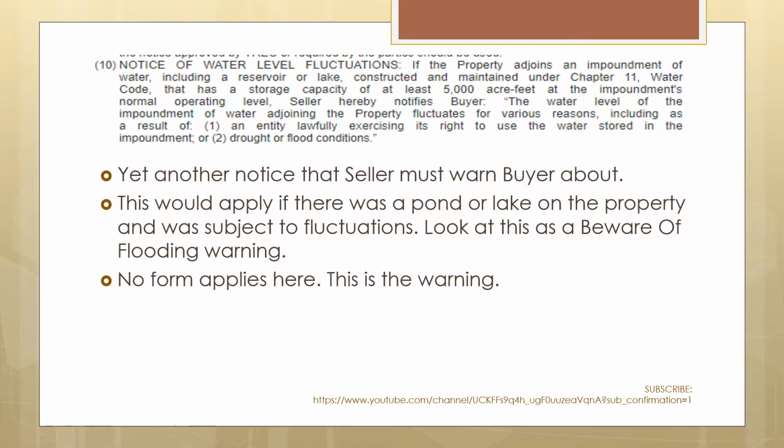Okay, notice of water level fluctuations. Yet another notice that seller must warn buyer about. Okay, and that's why it's in there. This is the warning. All right, this would apply if there was a pond or a lake on the property and it was subject to fluctuations. Look at this as a beware of flooding warning. No form applies here. This is the warning in its entirety. So what they're telling people is that, hey, if there's a storage capacity of at least 5,000 acre feet on the property, you better be careful, because if the rains come or there's no flow through or anything like that, you could wind up having flooding on the property, all right, or drought, either one. Okay, so that's what the warning is. It's there. You don't have to do anything.